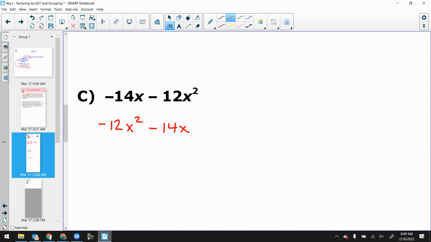All right, so in this case, what's my GCF? Well, what number divides 12 and 14 evenly? 2, right? So my GCF is 2, but also, do you see how they both include an x? So my GCF is 2x.